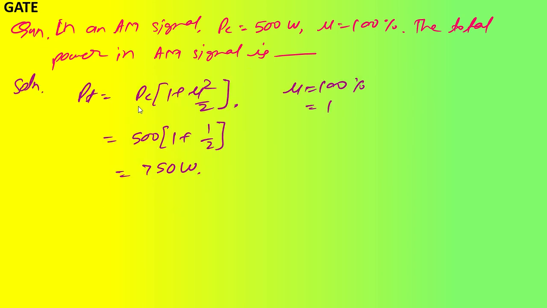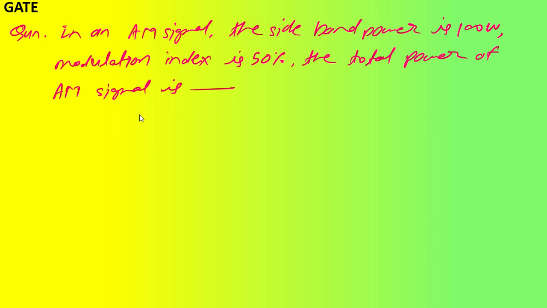So you have PC into (1 plus mu square by 2). Just a very simple formula. I have already derived how this formula comes up, so you can see it in the theory videos. Let's take another GATE question.